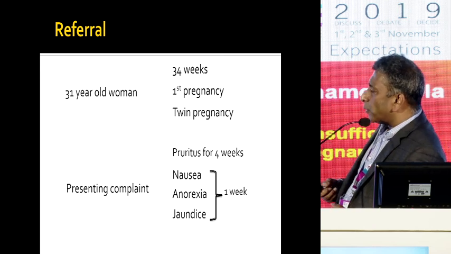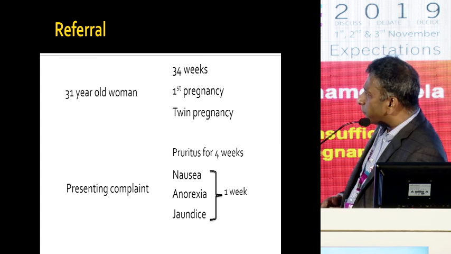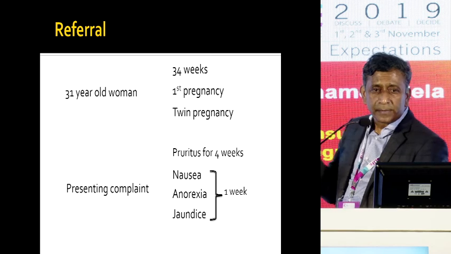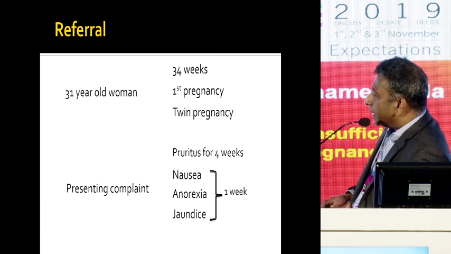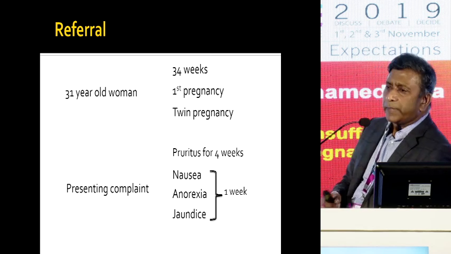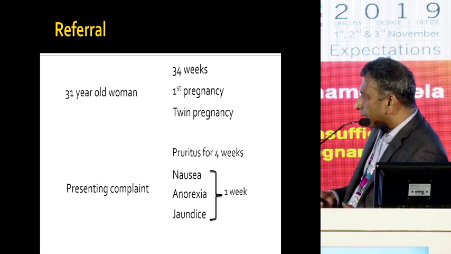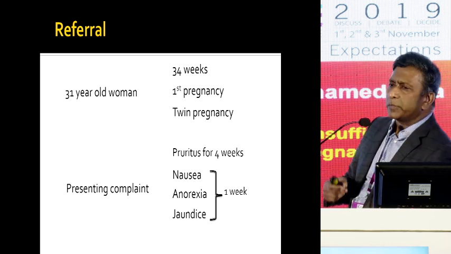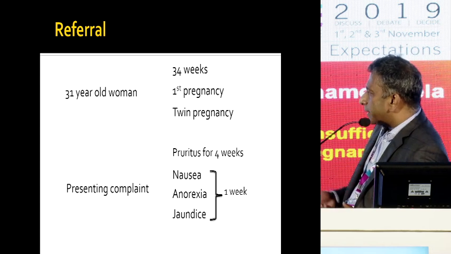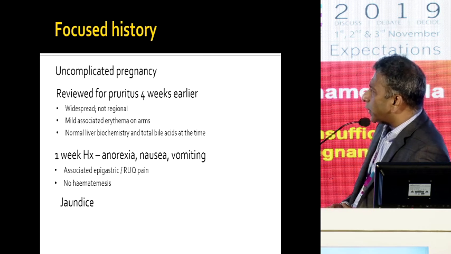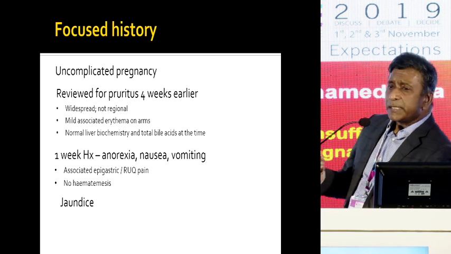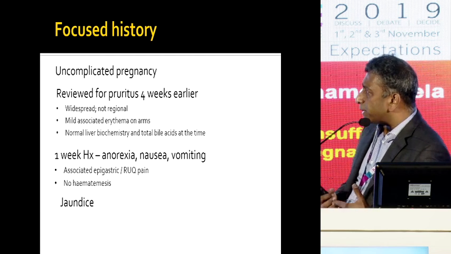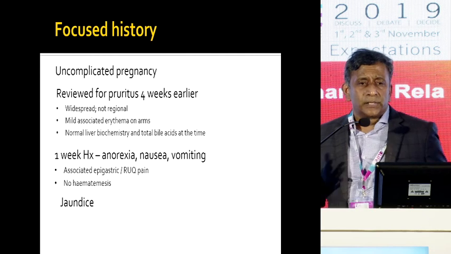So, a 31-year-old woman, 34 weeks pregnant, first pregnancy, twin pregnancy. We saw earlier on, wherever there is twin pregnancy, your complications are much higher. She comes to you with a 4 weeks history of itching, pruritus. In the last week, she has been a little unwell with nausea, vomiting, really general malaise. She's already seen a doctor or a gynecologist with these symptoms of itching 4 weeks ago, and at that time, the liver function tests were completely normal. And it was a generalized itch.